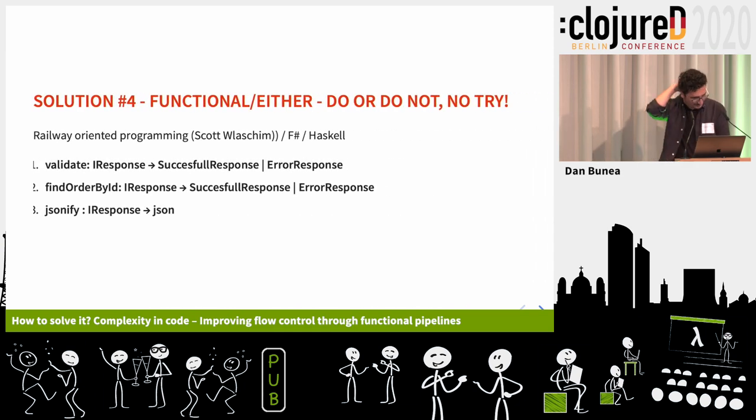So I made this solution number 4, which is based on how F#, Haskell, Scala or Java would do it. And it's the Either monad, but I don't want to talk about monads. Forget about that, that's too complicated. Basically, at each step we will have some function that will get some response and will either return an error or a success. It doesn't sound very complicated, and in fact it isn't.